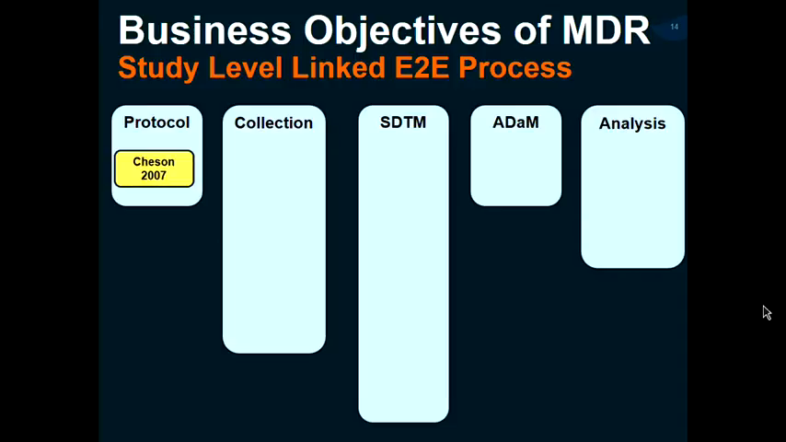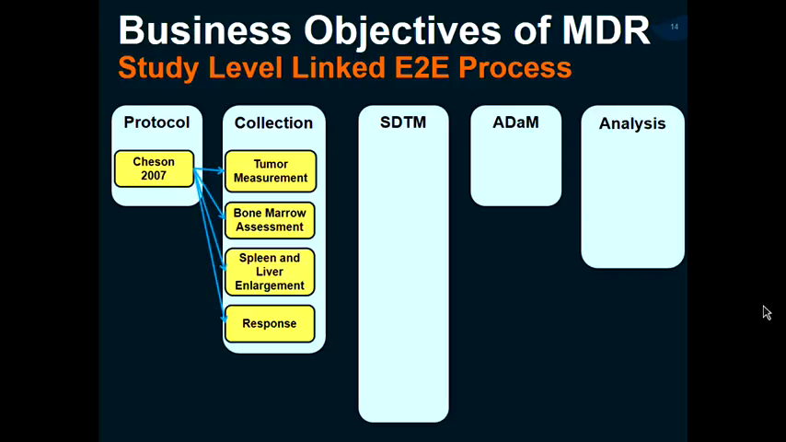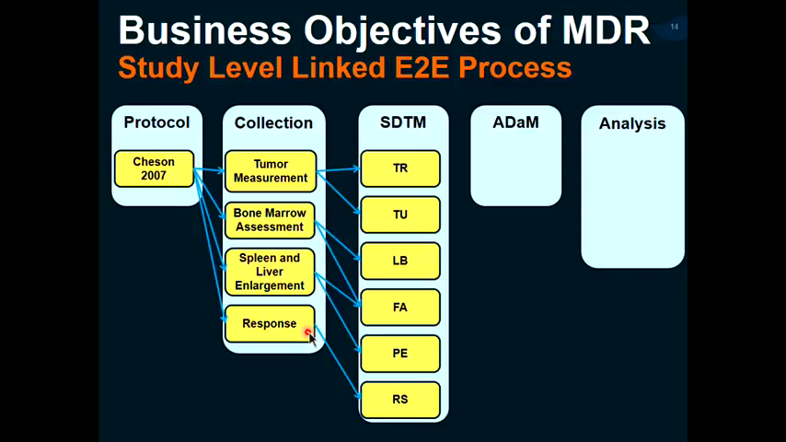For a lymphoma study, we select Cheson 2007 in protocol. That leads to tumor measurement, bone marrow assessment, spleen and liver enlargement, and response in the collections, or CDASH. That also leads to TR, TU, LB, FA, PE, RS, STTM domains.